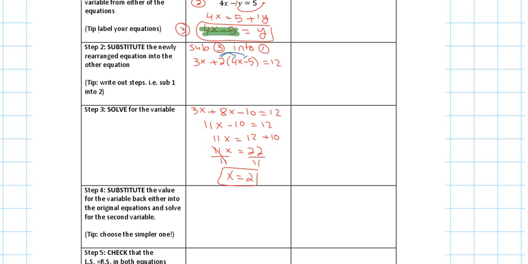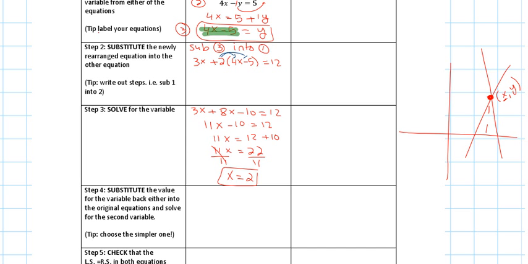Now remember, when I have a graph and I have 2 lines, I'm looking for a point of intersection. Remember that point of intersection? It has an x value and also has a y value, right? So far I found the x value, and it equals 2. Now my job is to find the y value. To find the y value, you're going to substitute the value for the variable back either into the original equations and solve for the second variable.